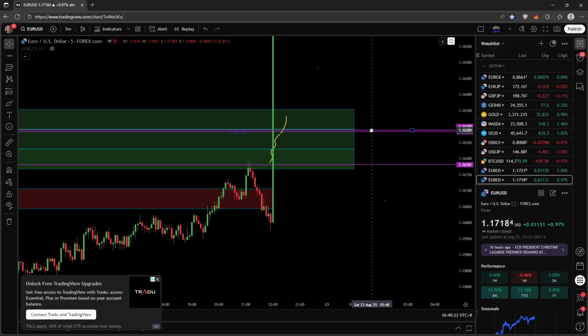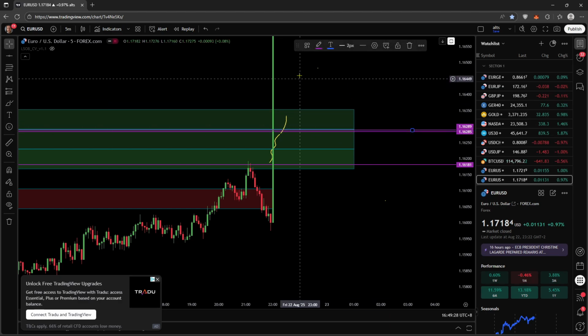Let's say to the 10 pips or about the 10 pips. Your stop loss, you put it up here. It's a trailing stop loss. And you just follow the price up. Because if it comes down again, you will be in profits anyway.